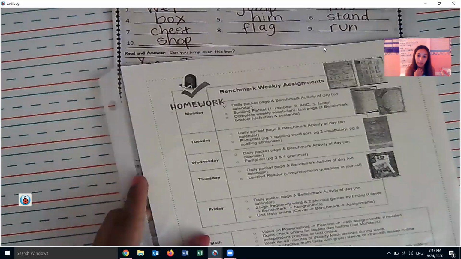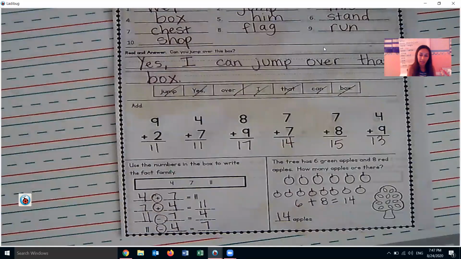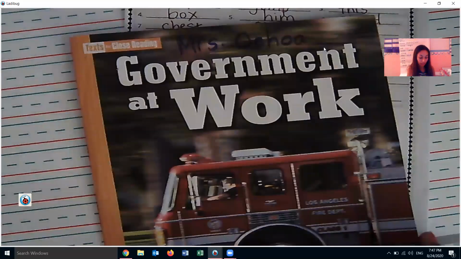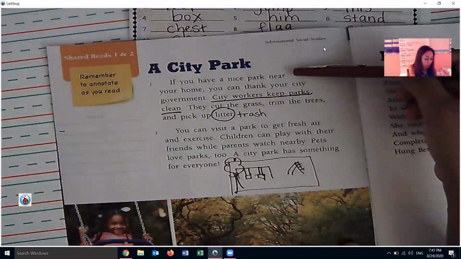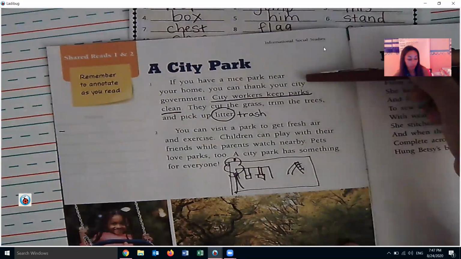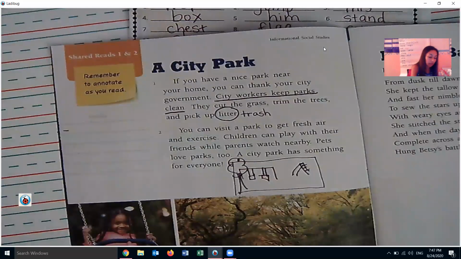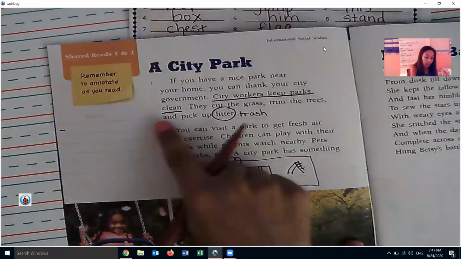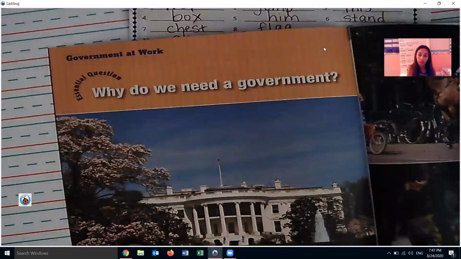We did daily packet. We already did a benchmark activity of the day, kind of together, but I'll go back to it just in case. So your job is to reread this story. A city park: if you have a nice park near your home, you can thank your city government. City workers keep parks clean, and we underline this here because we said this answers the essential question of why do we need a government?